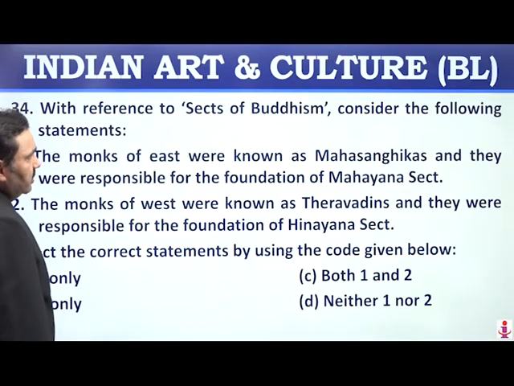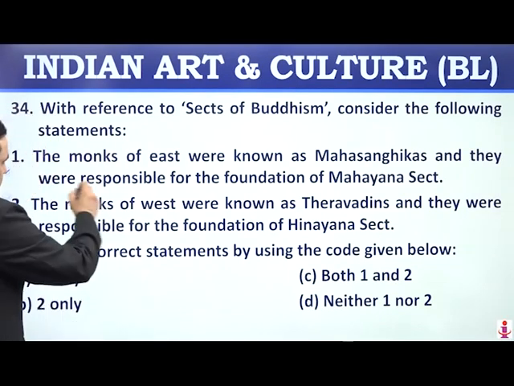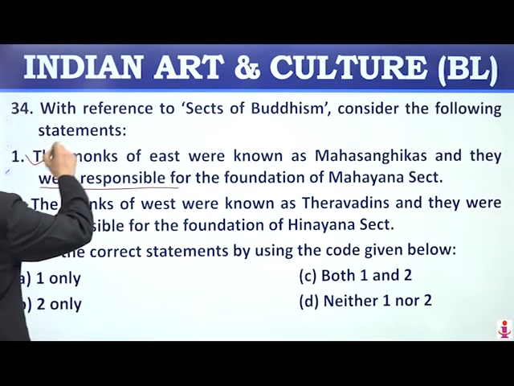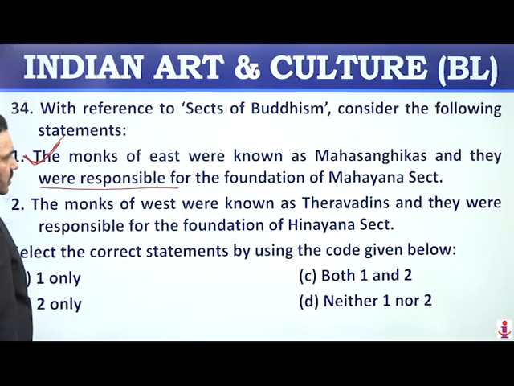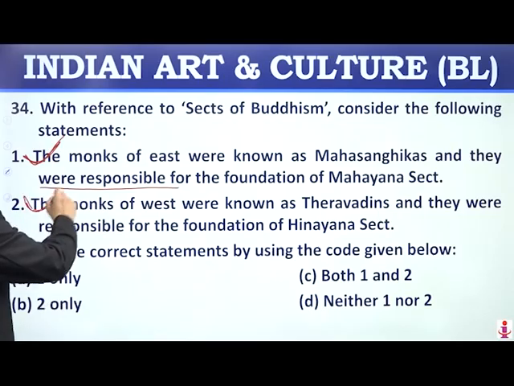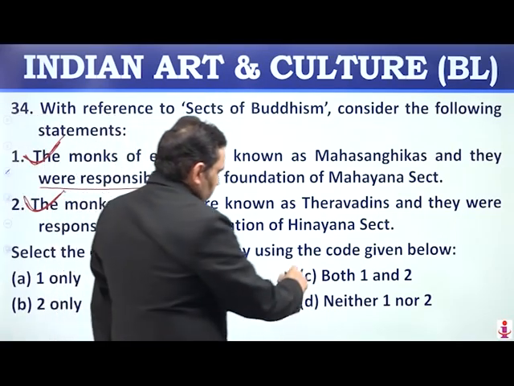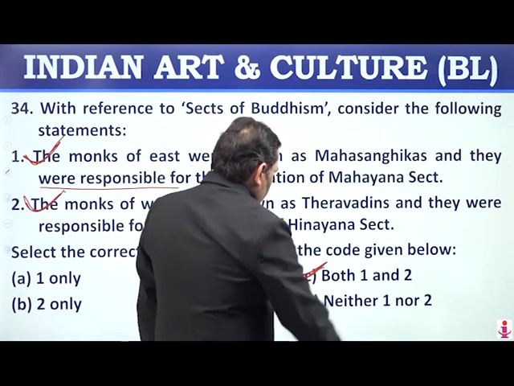34. With reference to sects of Buddhism, consider following statements. The monks of East were known as Mahasanghikas, correct? And they were responsible for the emergence of Mahayana Buddhism. The monks of West were known as Theravadins or Sthaviravadins, and they paved the way for the emergence of Hinayana Buddhism. Both the statements are correct. You have to choose the correct statement, so option is C, both 1 and 2.